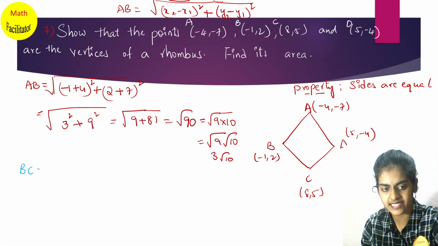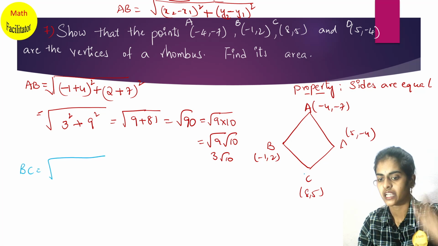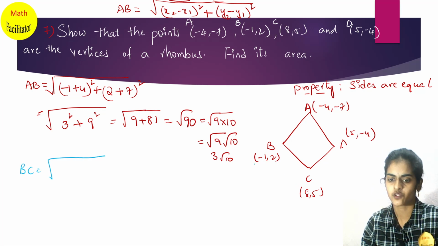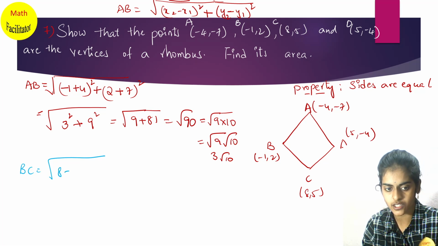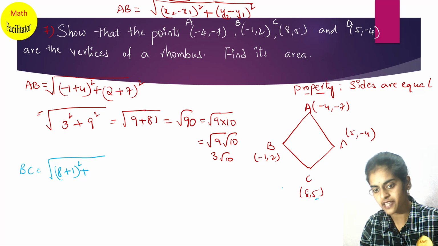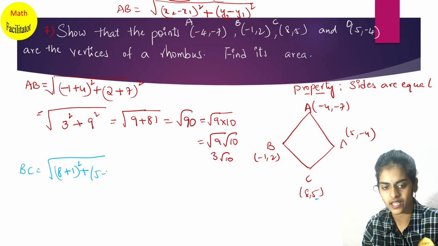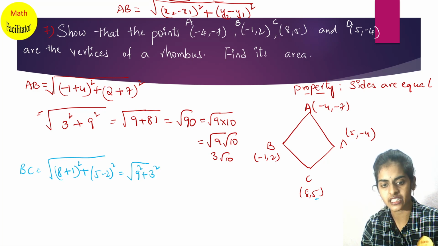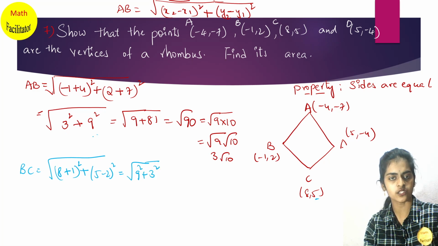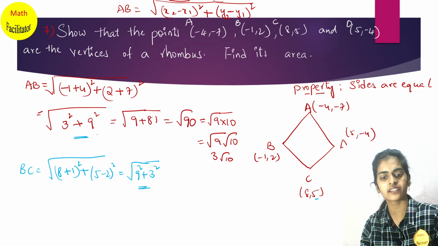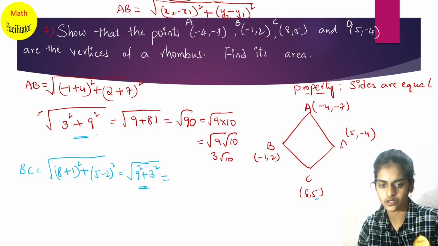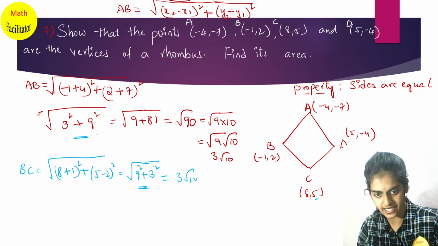So BC is equal to root over, these 2 points, isn't it? So 8 minus of -1 gives you +1. So 8 plus 1 whole square plus 5 minus 2 whole square. So 8 plus 1 whole square is nothing but 9 square, plus 5 minus 2 is 3, so 3 square. Again you got 3 square plus 9 square. So the answer will be 3 root 10.